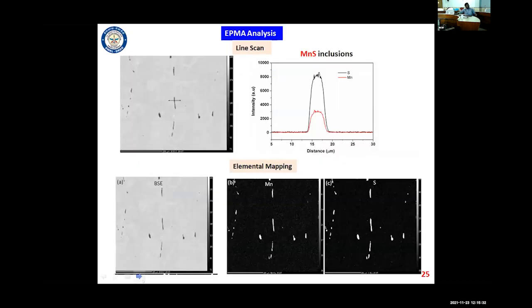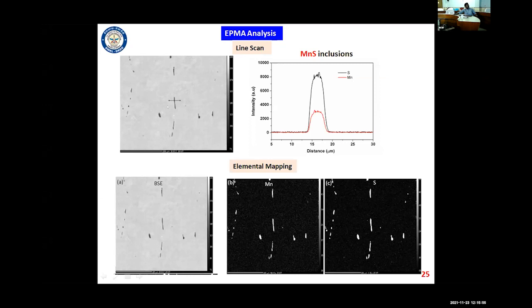Okay. Now I will explain how I have used this EPMA, with line scan, elemental mapping, and so on. This is the micrograph I have taken. You can see these elongated lines. I don't know what these black elongated particles are that you can see here.